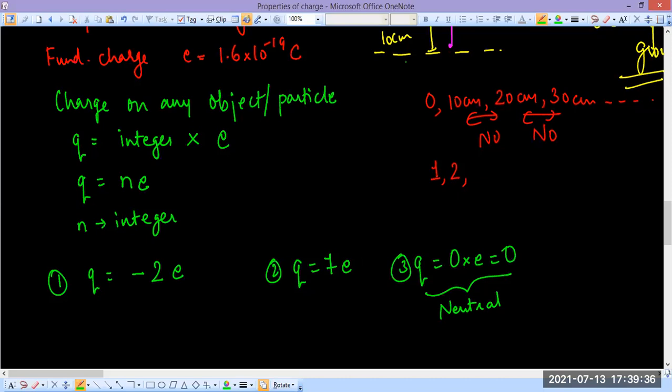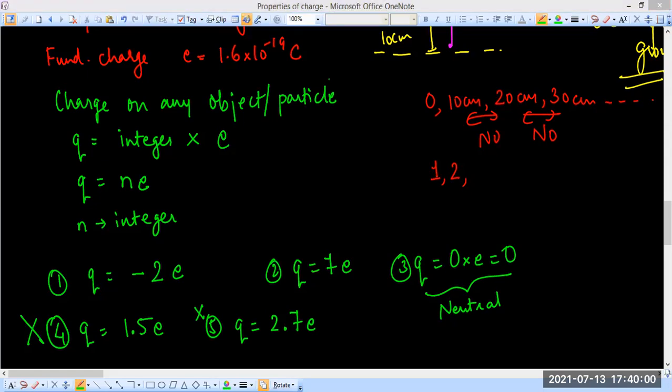But this fourth one is not true. It can never be this. Understood? Or it can never be this. Clear? Okay, 4 and 5 are wrong. Such charges have never been found in nature. Such charges simply are not there in nature. All right?